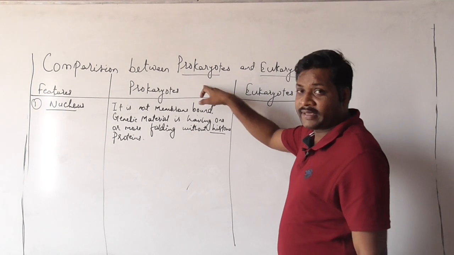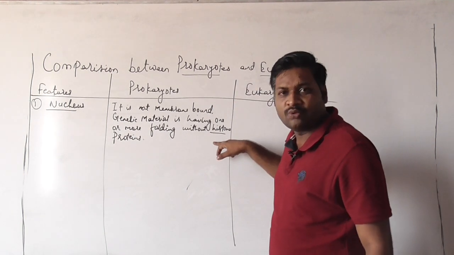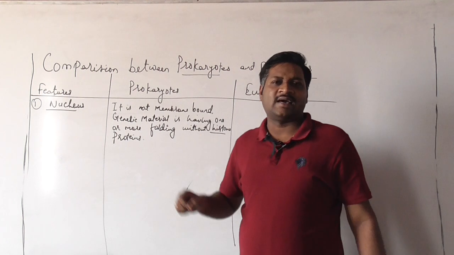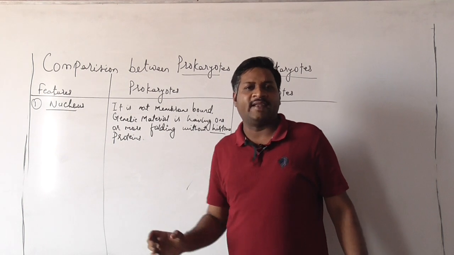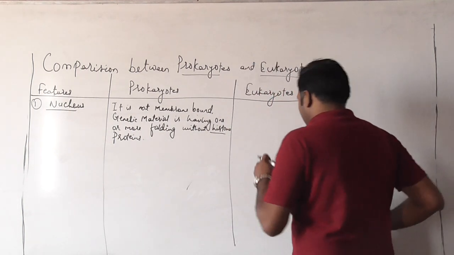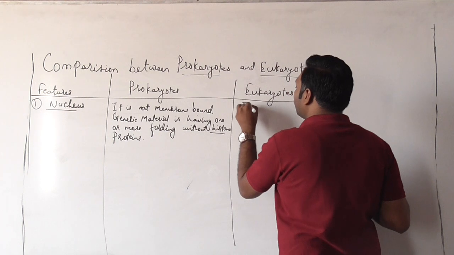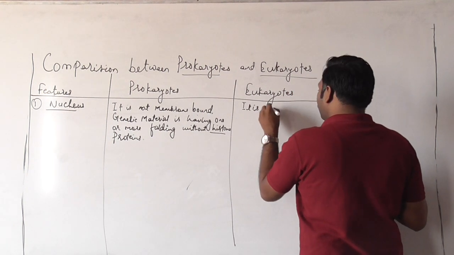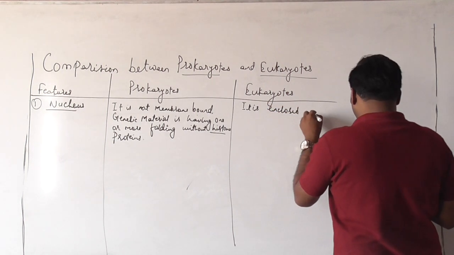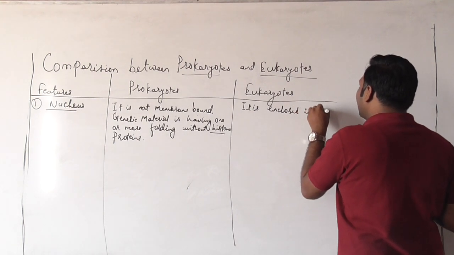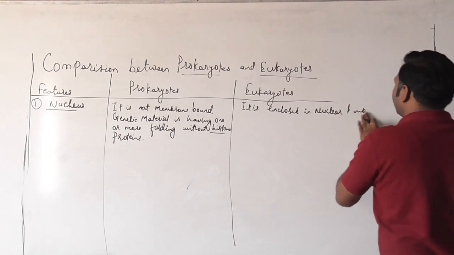But in the case of prokaryotes, the important point here is that these histone proteins are not found. So fewer foldings are seen within the genetic material. And in the case of the prokaryotic cell, the length of the genetic material also varies compared to the eukaryotic cell. And in the case of the eukaryotic cell, it is enclosed in a nuclear membrane.